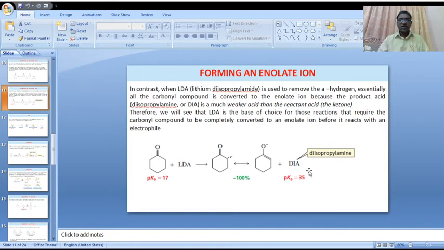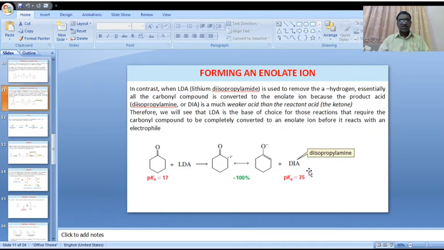In the last class, we covered alpha halogenation on carbonyl compounds. Today we are going to learn about forming an enolate ion, forming an enolate ion of the carbonyl compounds.